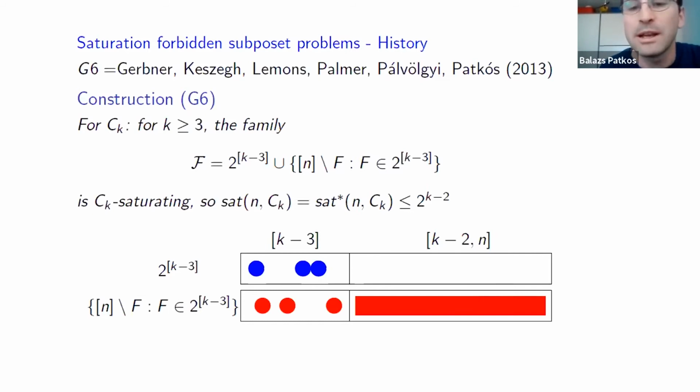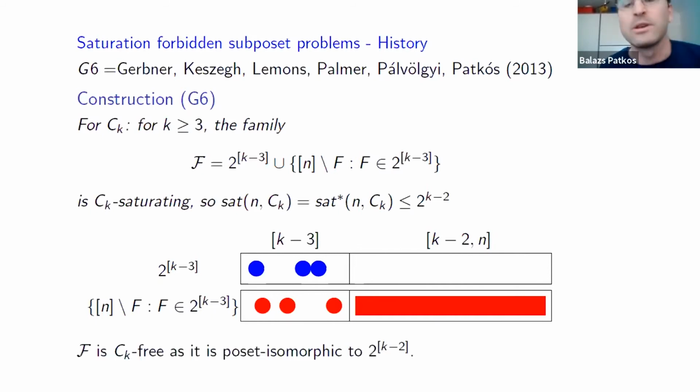Well, first of all, it doesn't contain a chain of length k. Why? Because what we have is k-3 normal elements and 1 big element, but the big element behaves just as a normal element. So basically, from the poset perspective, this is just the power set of a set of size k-2. There, you can only have a chain of length k-1. So obviously, this construction doesn't have a chain of length k.